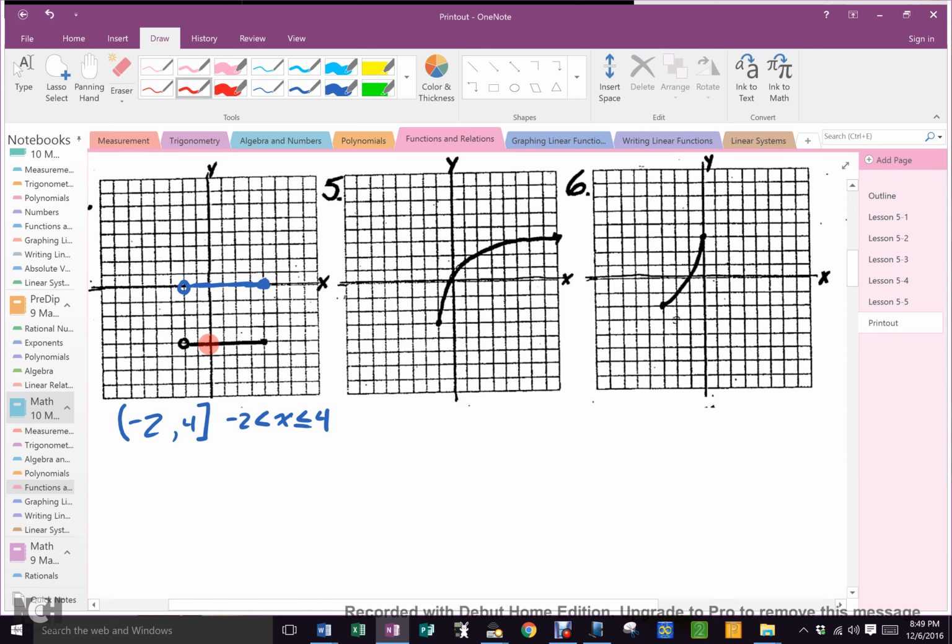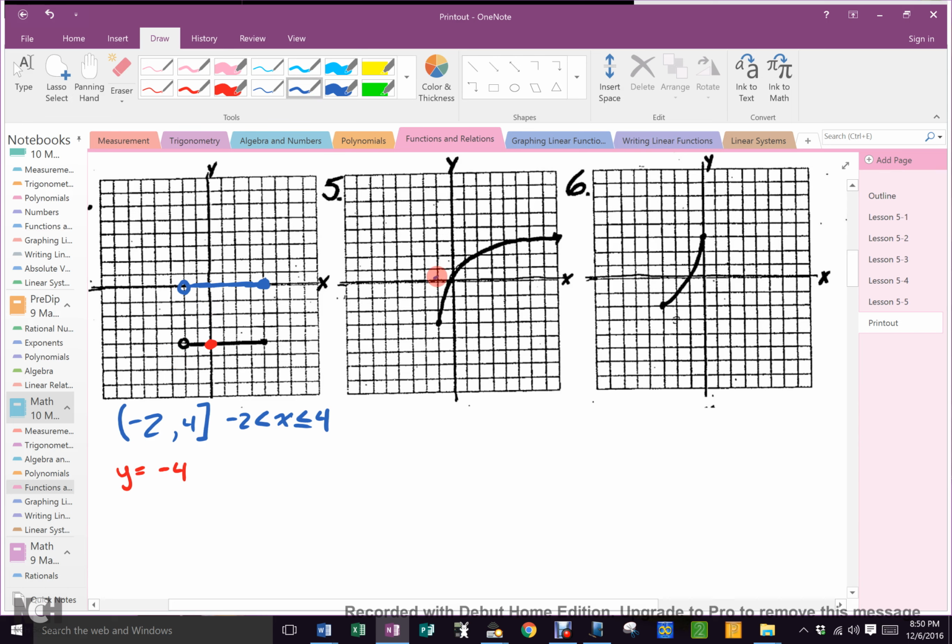The range is really easy. It's only there. 1, 2, 3, 4. The range is negative 4. That's it. Y equals negative 4. It's got no other range.